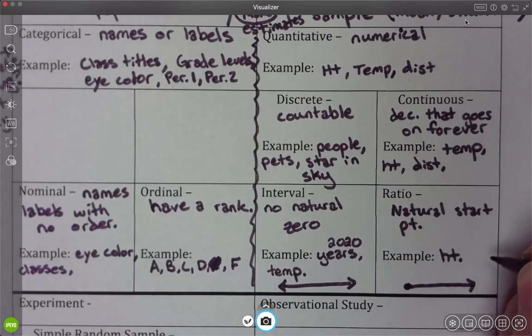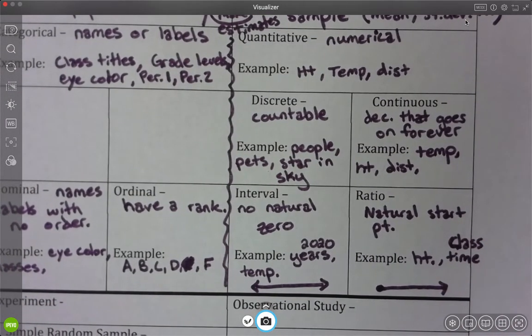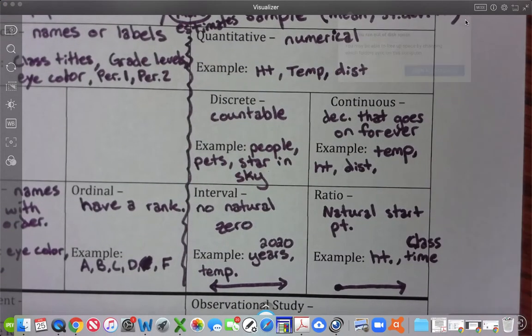Another example could be like time, like class time. So you couldn't say -5 minutes or something like that, right? So when you're in class, maybe you say you have 20 minutes to work on something or 10 minutes to work on something. Class times would start at 0 and it would go on for as long as the class would last, okay?